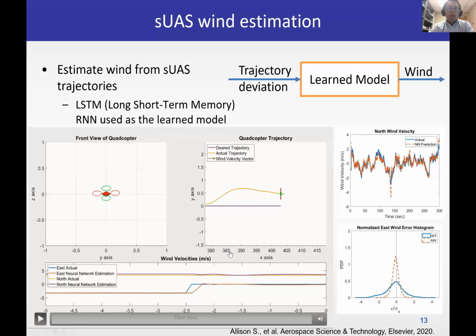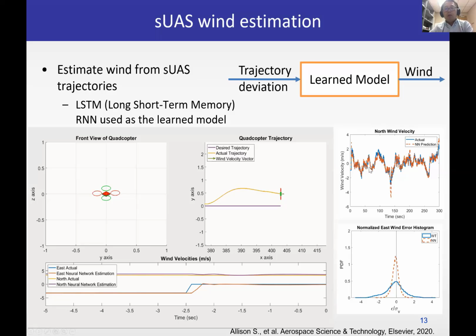And not only does this work for constant wind, it also works to some extent for stochastic wind, which we generated using different kinds of wind models. So you can see the blue curve is the actual wind, and the red one is our prediction. And it's also better than some existing approaches to wind estimation. So this is, again, existing work.